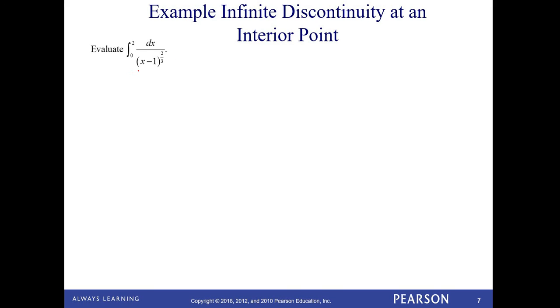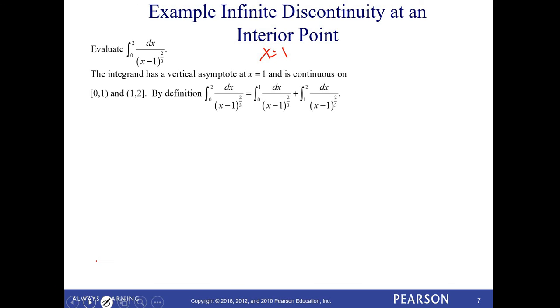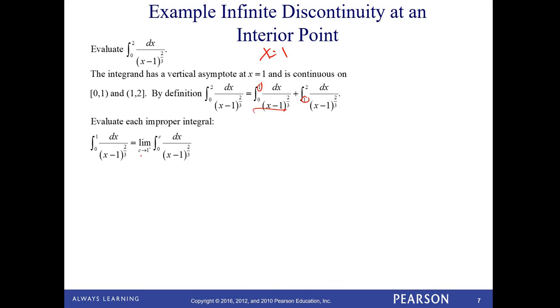All right, so at the point x equals 1, we have a vertical discontinuity. So it's continuous from 0 to approaching 1 and approaching 1 to 2. So I can split this integral into two pieces. Each one of these is going to be improper because there's a vertical asymptote at 1. So starting with the first one, I'm going to use a value c, which approaches 1 from the left.